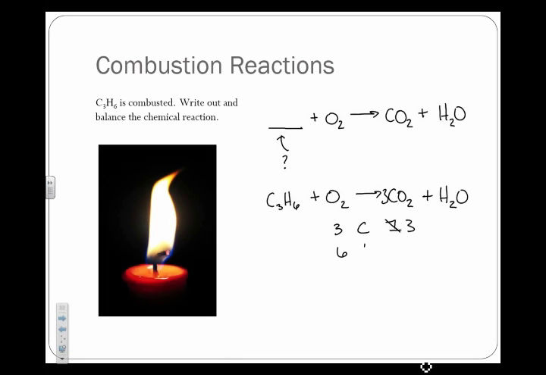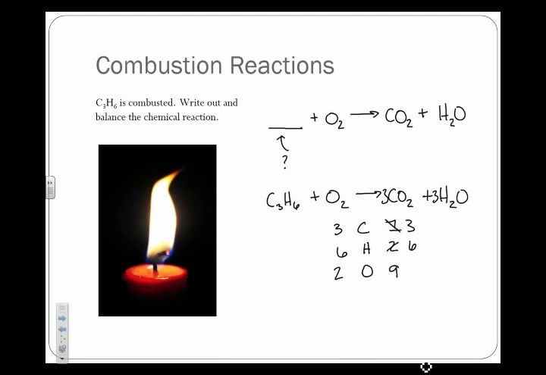I have 6 hydrogens on the reactant side but only 2 on the product side, so I'll put a 3 there. And at that point my carbons and hydrogens are looking pretty good. When I check out my oxygens though, I see that I have 6 oxygens coming from the carbon dioxide and 3 coming from the water, which is 9 oxygens. I've got 2 in the reactants.